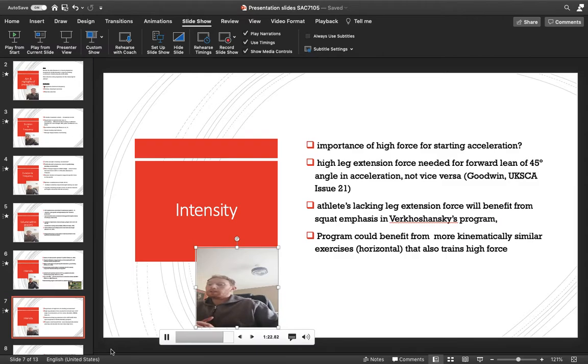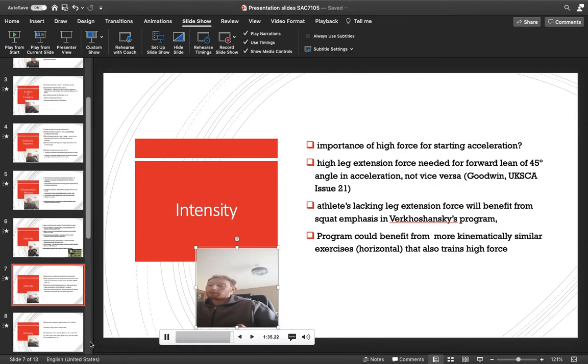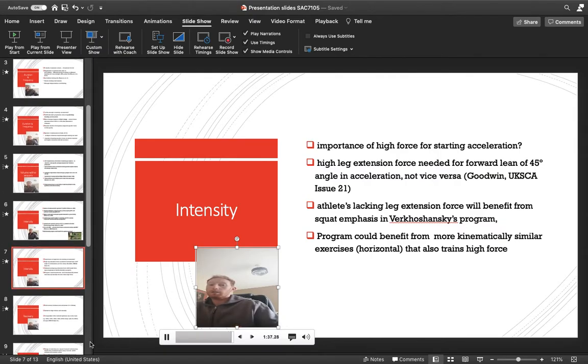What could be critical about it would be perhaps what we could do to add to it: add kinematically similar exercises such as horizontal type exercises that also train high force, because obviously the squat is in a vertical direction. If we have more horizontal type exercises, that's going to be beneficial too.